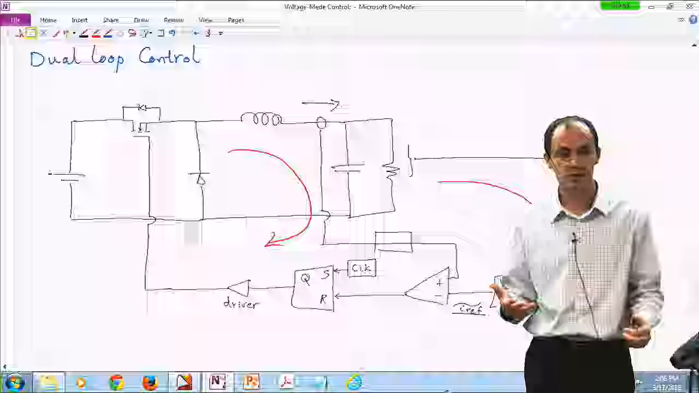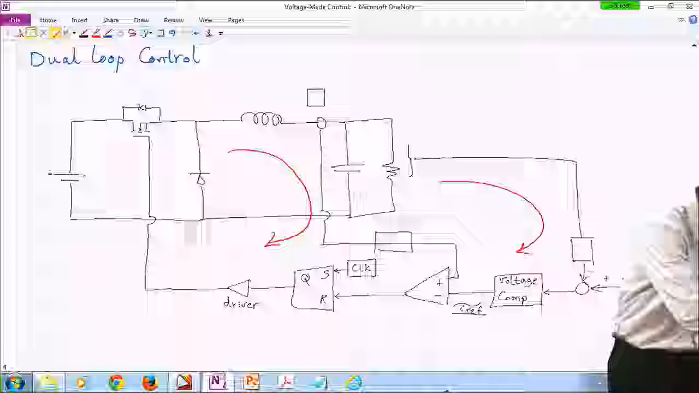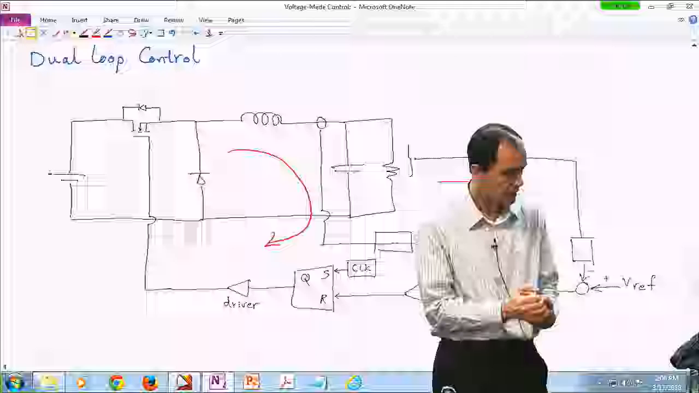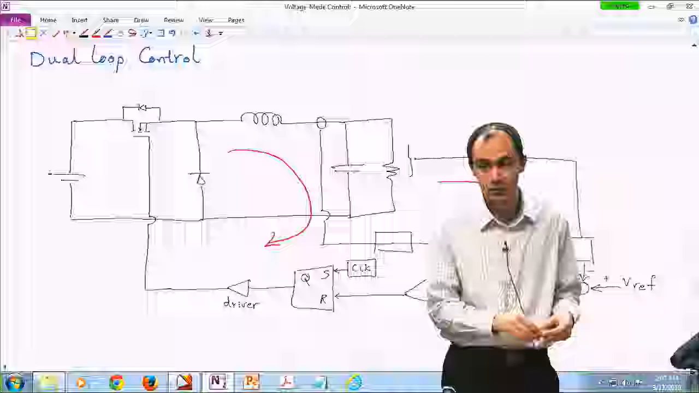So we are going to discuss this. We are going to come up with a small signal model for this as well. So the way it works is, first of all, there are at least three different ways of doing current mode control. What I have shown over here is a very simple case called peak current mode control. So let me discuss that one first.